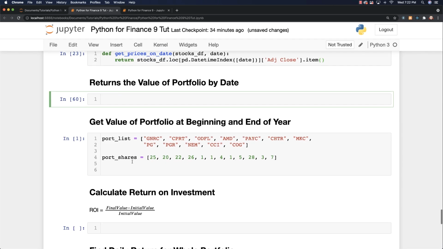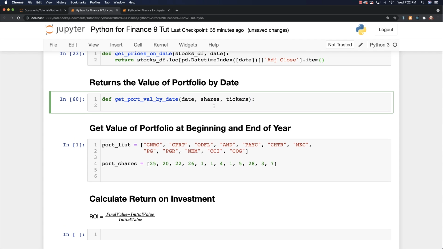Okay, let's move on. Now I want to advance beyond that and get a portfolio value by date. I'm going to call this get port value. This is not going to be individual securities. It's going to be a portfolio of securities with different shares of the different securities, so it's a little bit more complicated. We're going to say what date we want, how many shares of each security, which is going to be a list, and what the tickers are. The share list lines up with the ticker list so that we know how many shares of each ticker to buy.